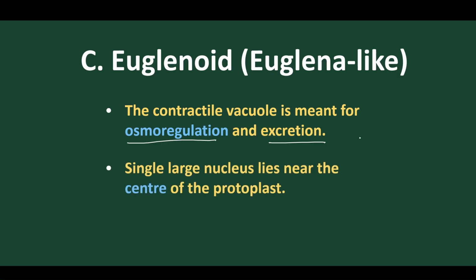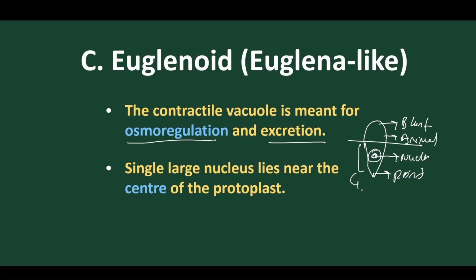A single large nucleus lies at the center. We know very well, suppose this is the blunt end, as we have discussed, and this is the pointed end. In this region we find the nucleus present. The upper part behaves as animal nature, whereas the lower part behaves as plant-like nature. This is the plant-like nature.